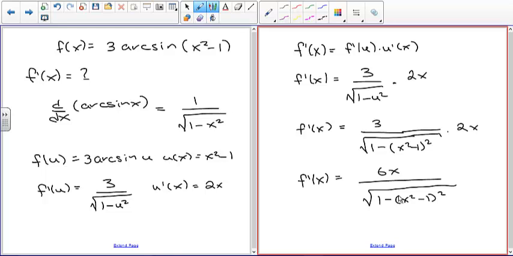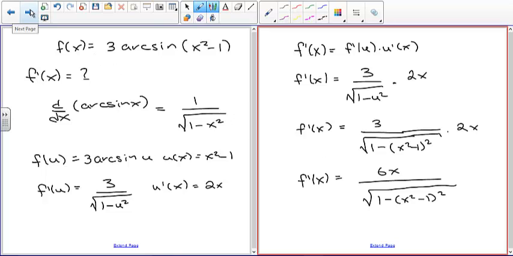Okay, so there's your answer. Anybody got any questions about what I did? Somebody may say, should I multiply this out and simplify it? And the answer is, nah, you don't need to. Okay, so that's arcsine.